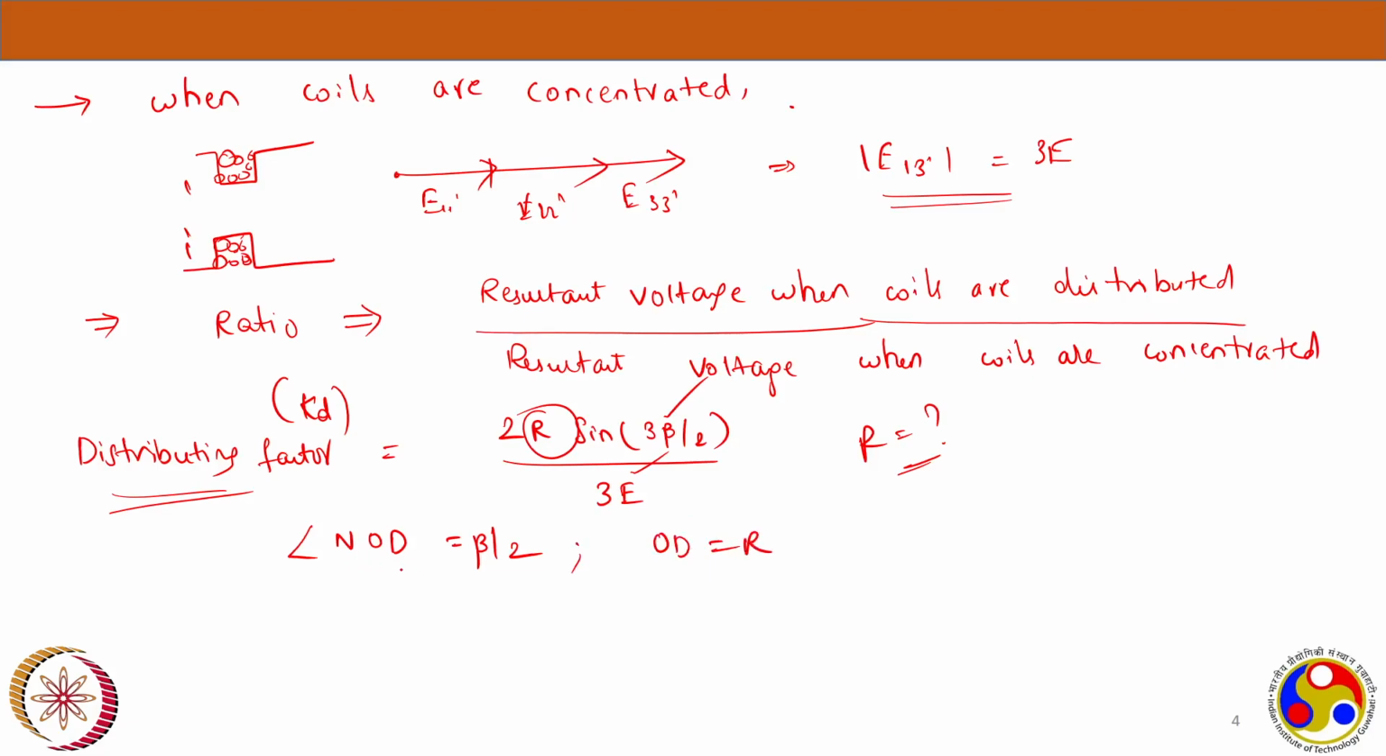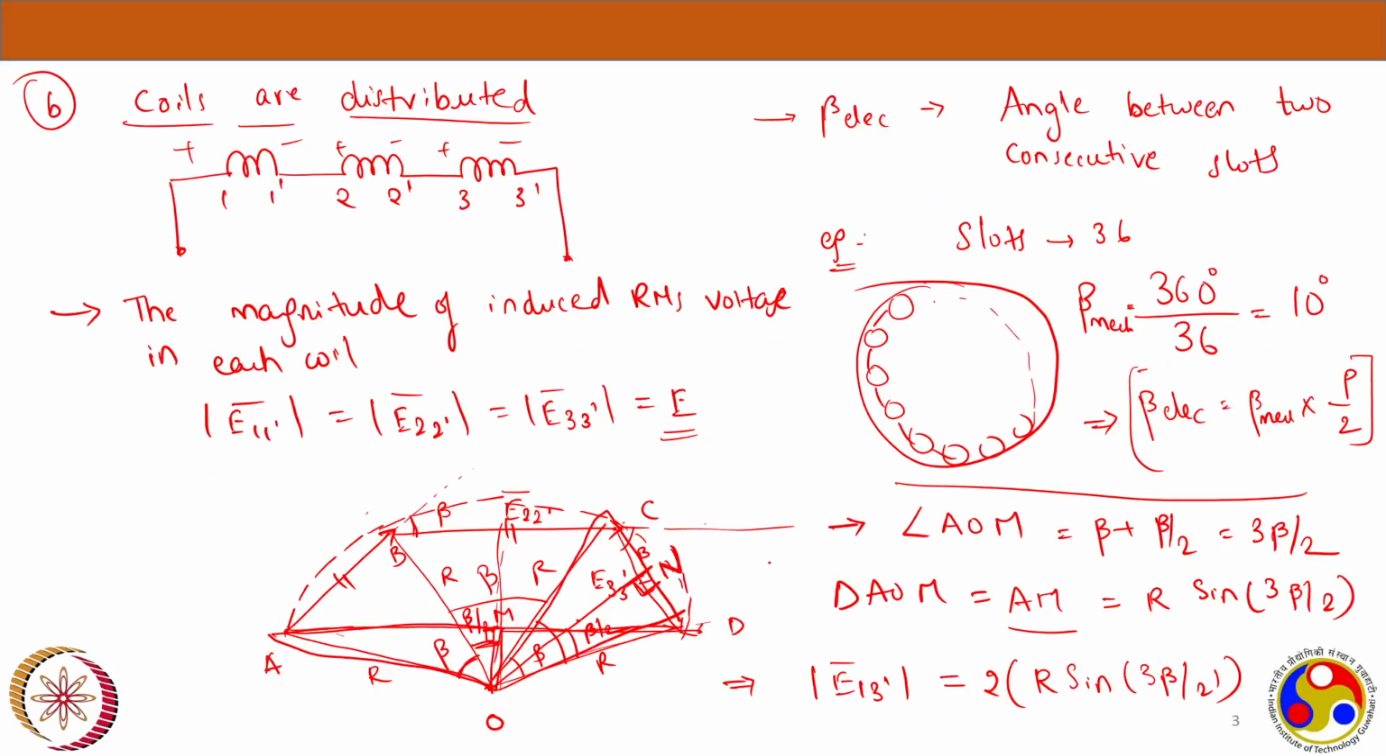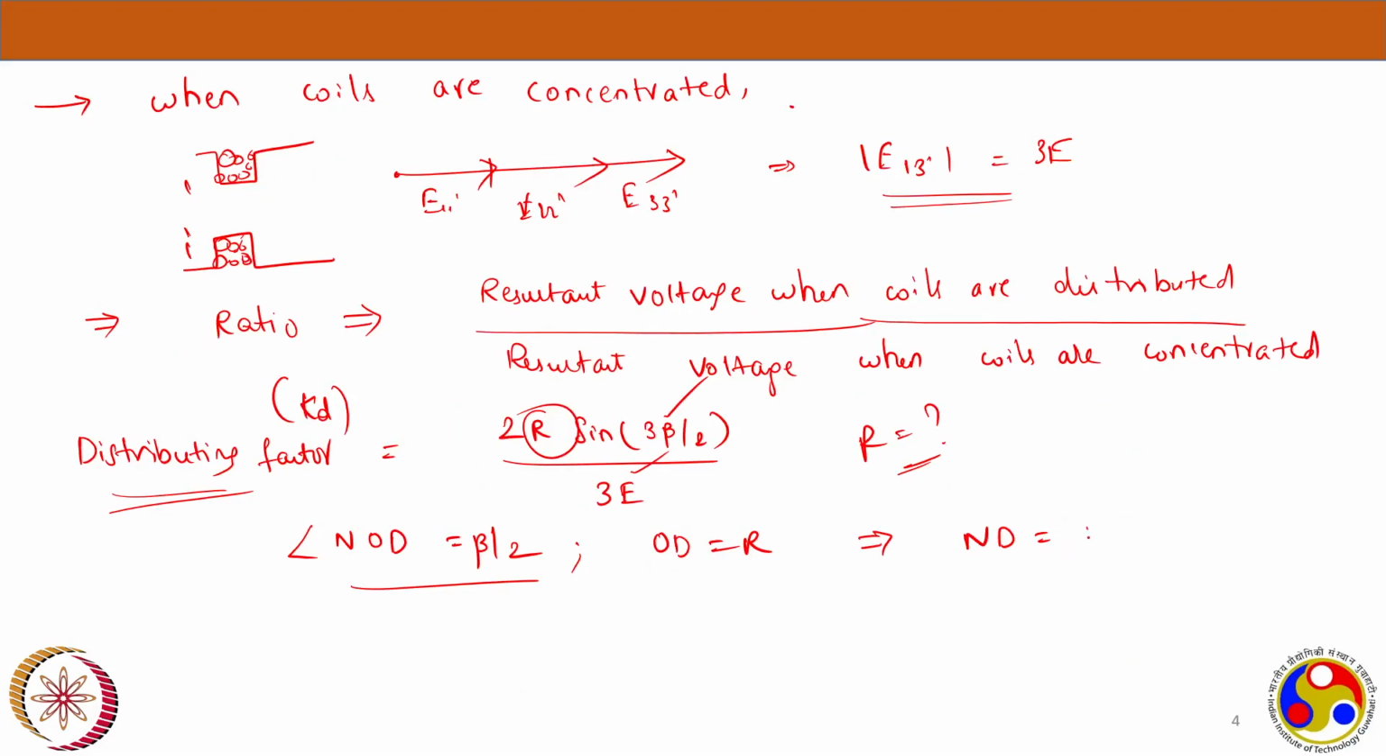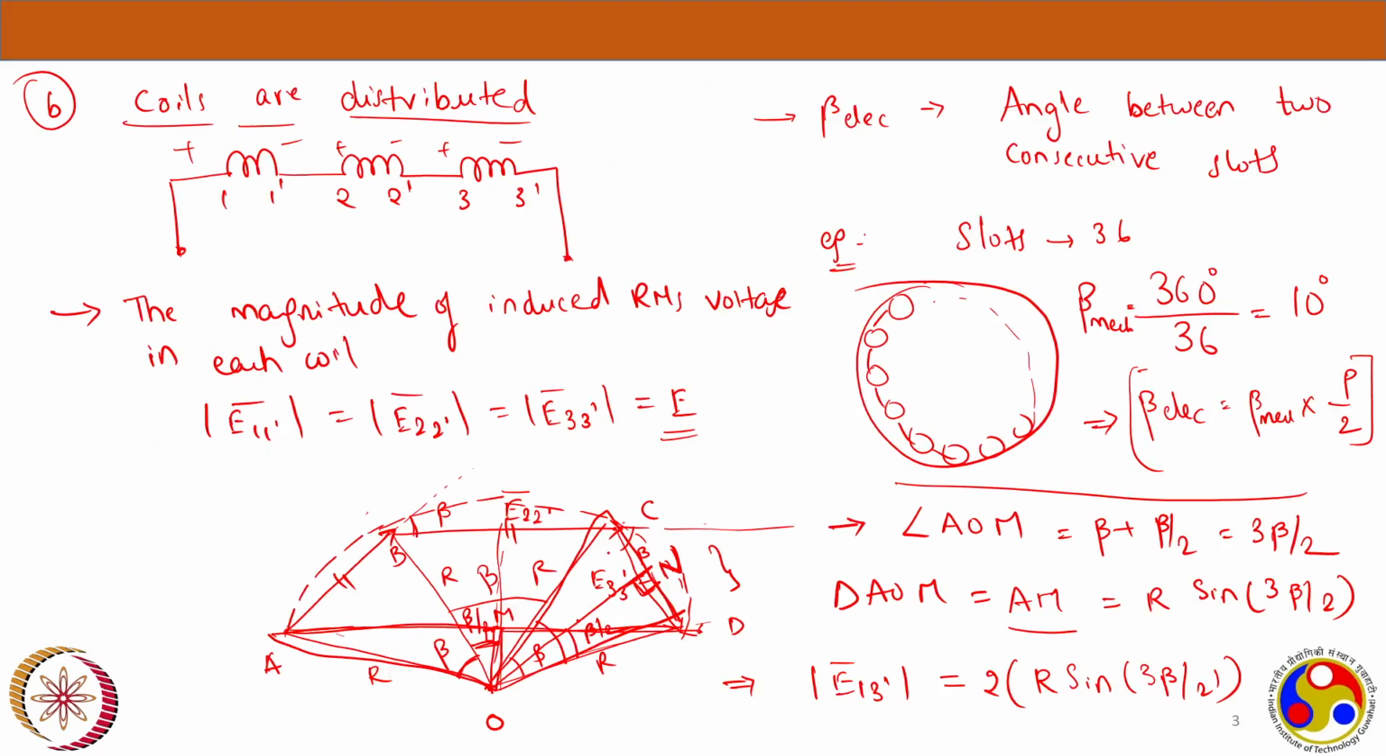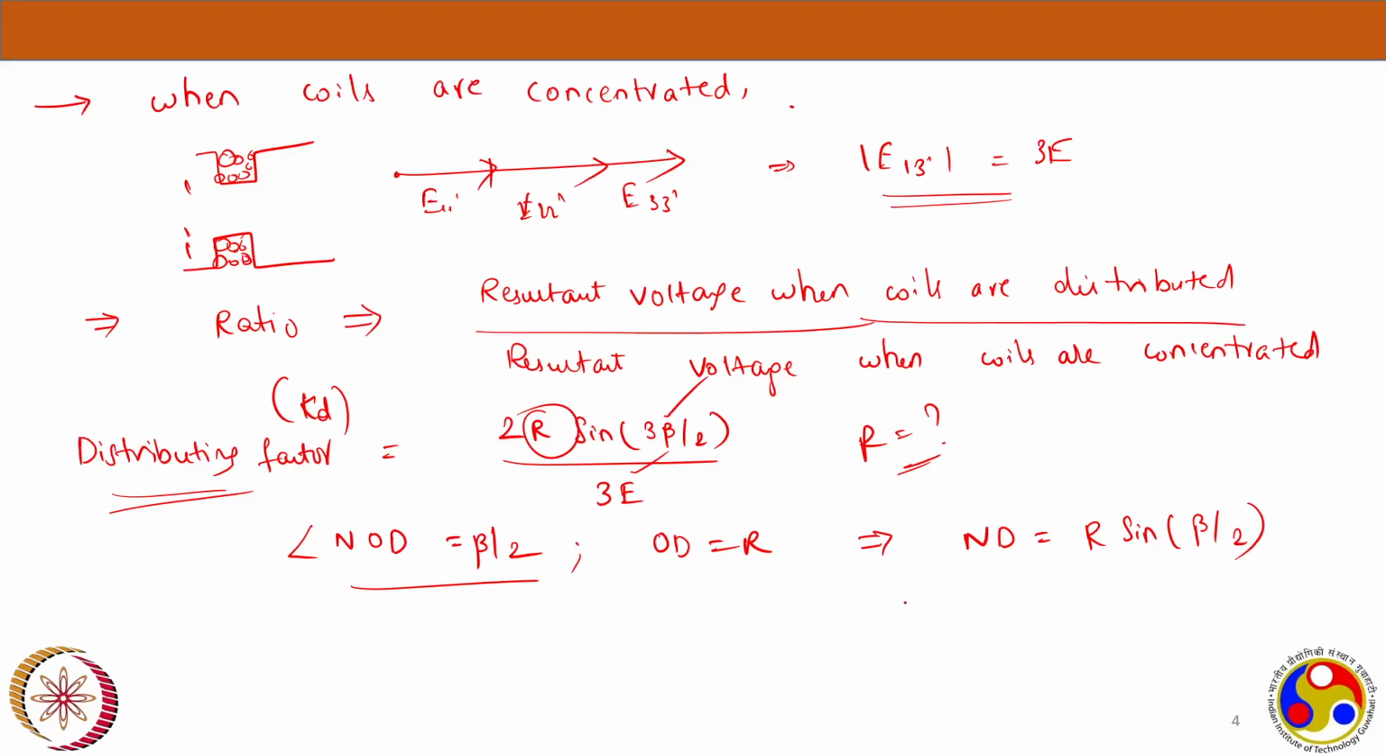OD is equal to R and angle NOD is beta by 2. This gives ND, which is nothing but this particular side ND. ND is equal to R sine beta by 2. Now, if it is ND, what is CD? This will be 2 times ND, right? CD is equal to 2 times ND, 2R sine beta by 2.